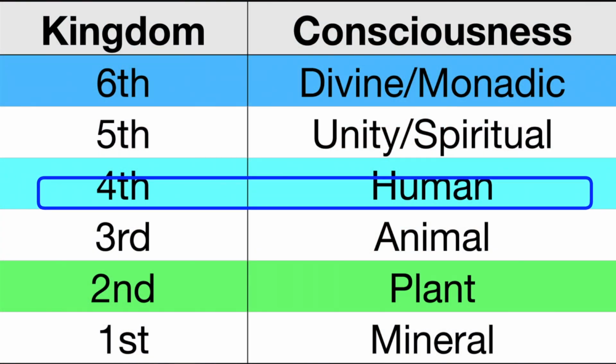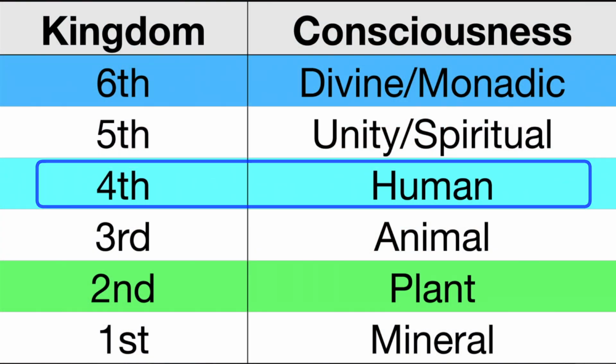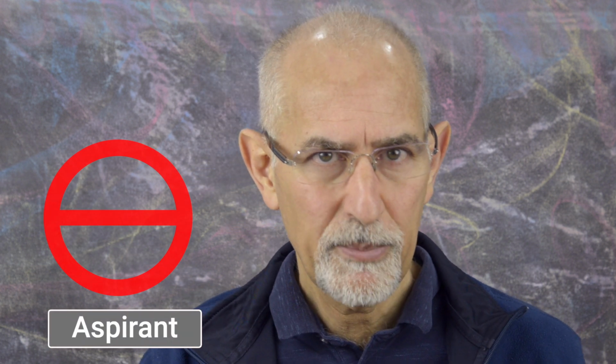Two presentations ago, the visual representation of a monad's evolution through the 4th kingdom of nature was presented as 3 dots, representing humanity's lower nature. A circle with a horizontal bar representing an aspirant, the same circle with a vertical bar representing a disciple, and finally, an empty circle representing an initiate. The circle with the vertical line is indicating the presence of the Antahkarana.